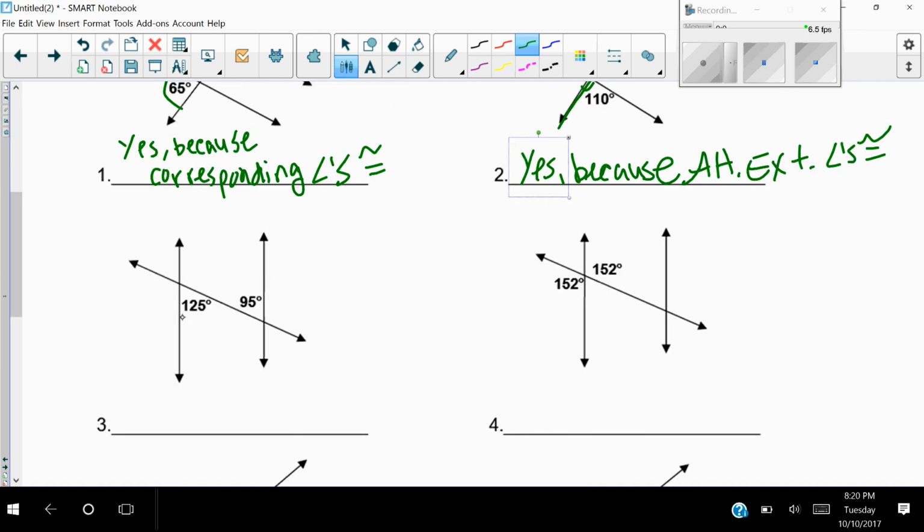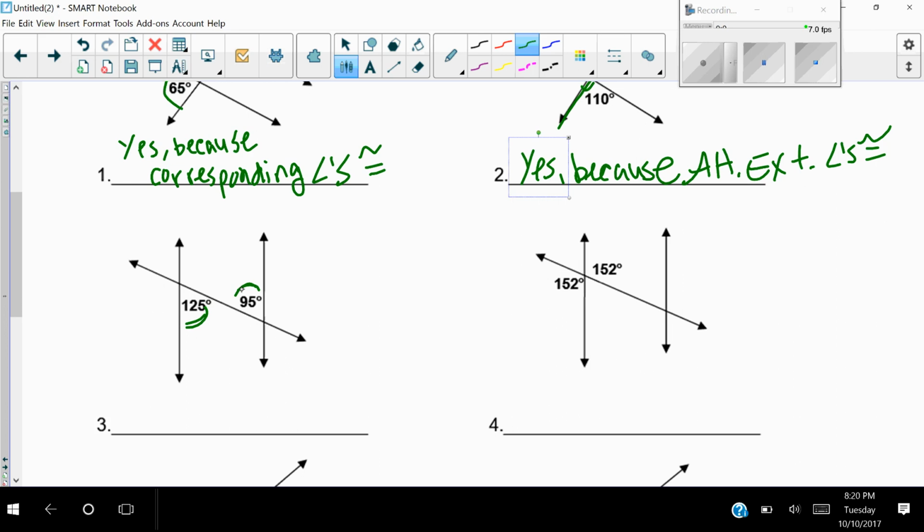Let's look at this one. We have 125 and 95. So this isn't even an option because either they have to be equal, which they're not, or they have to add up to be 180. And I guarantee you if you add them up, they're going to equal like 200. But on the SOL, they're probably going to give you two angles that add up to be 180, right? Are they supposed to add up to be 180?